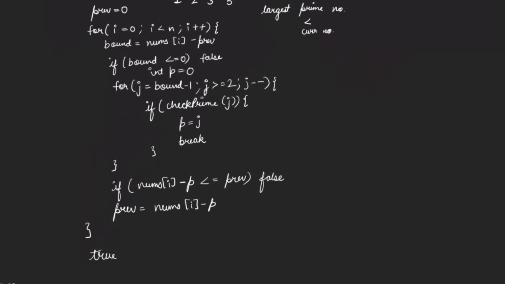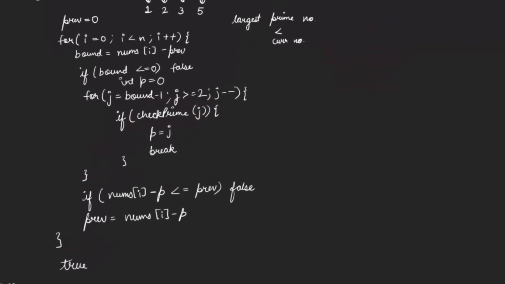So now, how do we implement this check prime? How do we check whether a particular number is prime or not? You know that a prime number is divisible only by 1 and by itself. If it is divisible by any other number which is not 1 or the number itself, then it is not a prime number. So how do we check that?